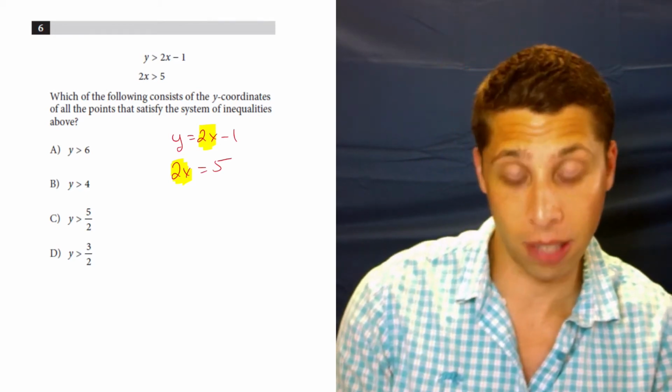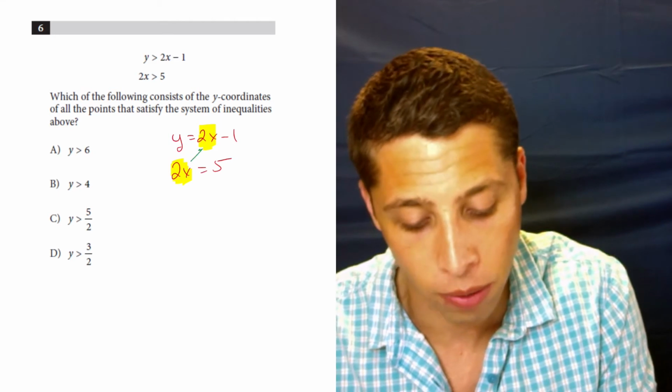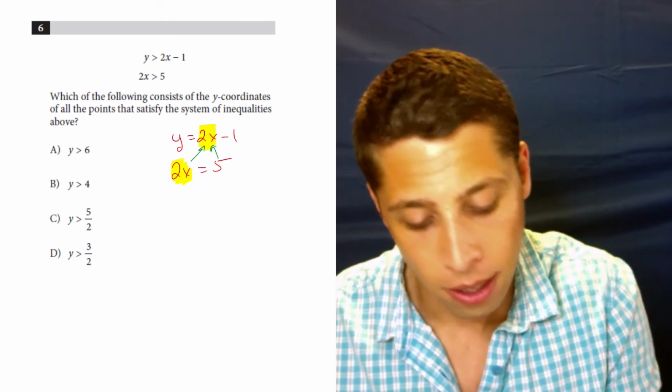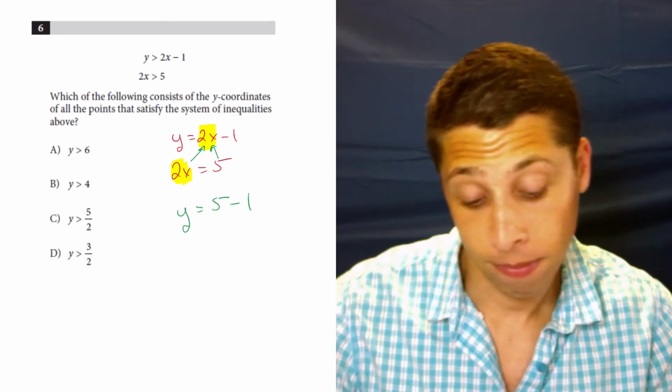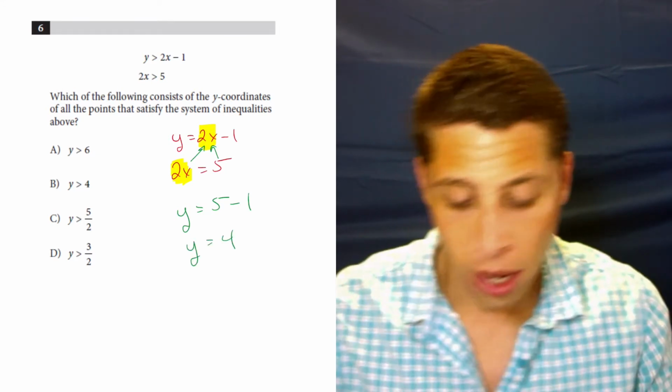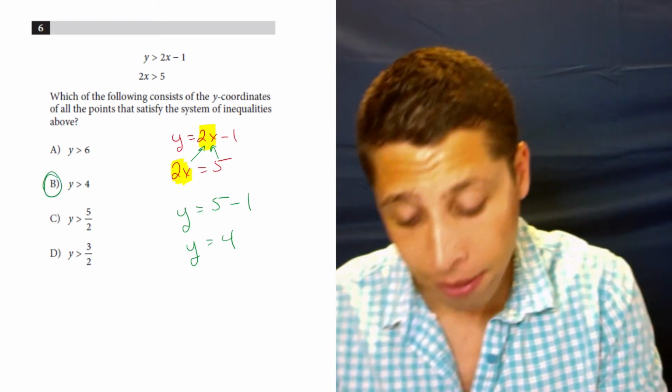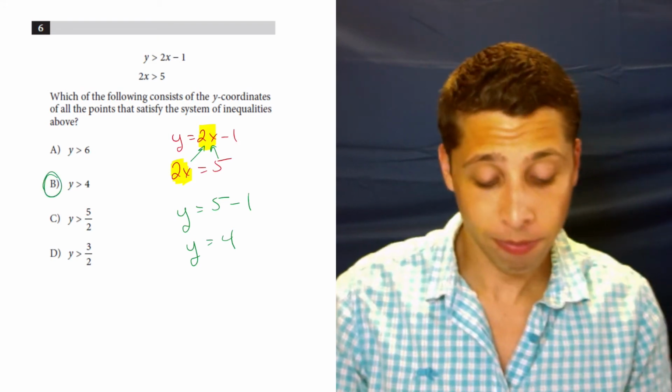And so this is a case where this grouping can just be substituted, right? So for 2x, I can just say that y is equal to 5 minus 1 instead. And so then y is equal to 4. So are there any answers that kind of look like that? Yeah, B, and B is the answer.